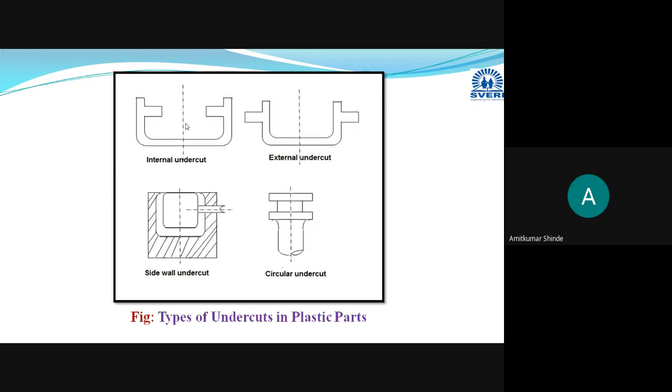Then these are external undercuts in the second diagram. These are manufactured with the help of removable core pins. The undercut on the side wall is also manufactured with the help of core pins. And to make this circular undercut, a grooving operation is performed with the help of a parting tool, and this undercut is obtained. So these are the four different types of undercuts.